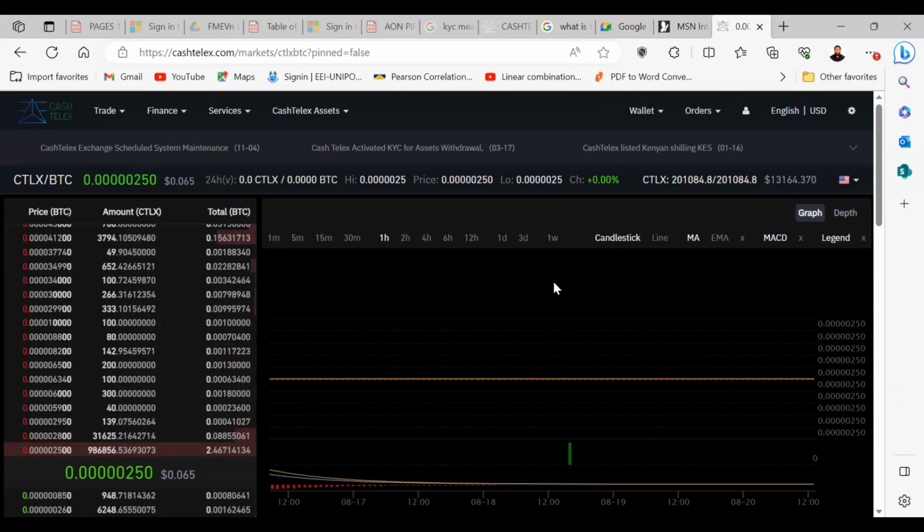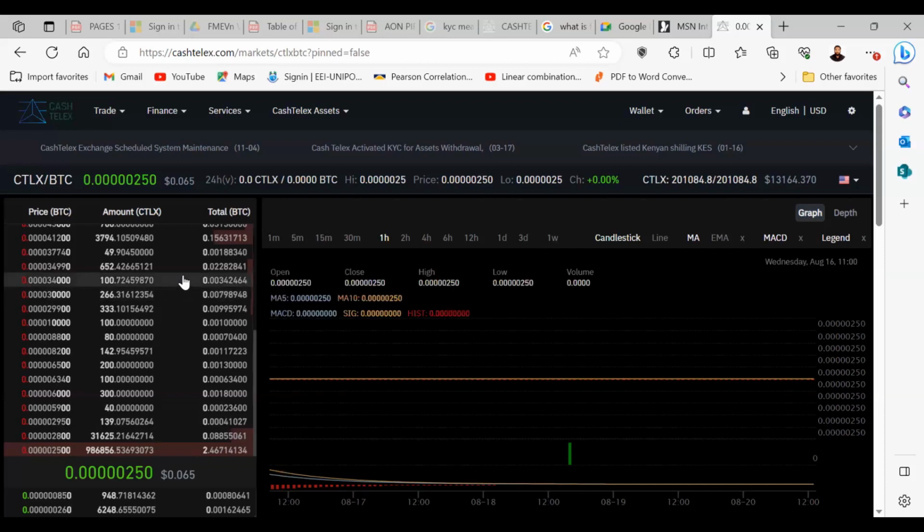Either you want to buy or you want to sell. But for a new investor, what he or she is going to be doing is to buy. So let's say you've sent in your BTC or other coins that you may have to the exchange. The next thing is you have to look at the markets.